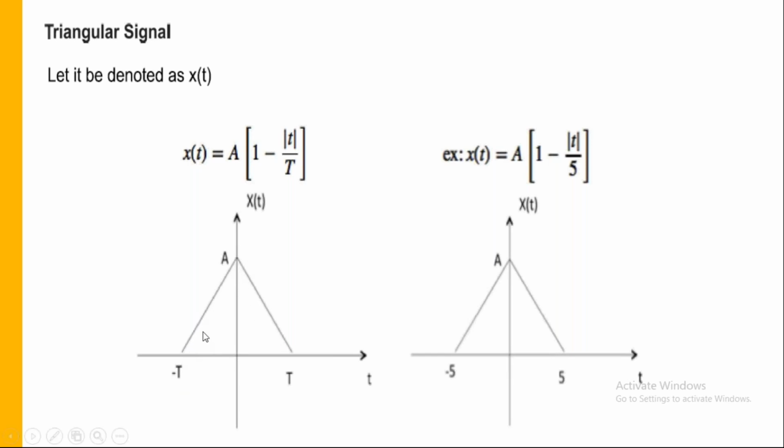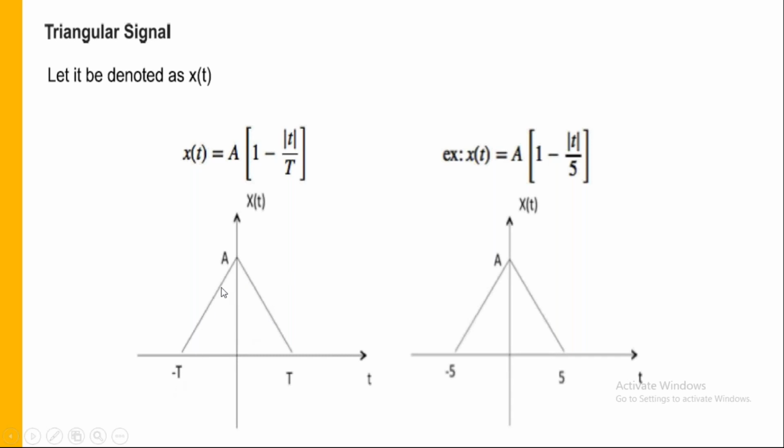Now you may ask how you will get this. This portion you're going to get is because of a into 1 plus t by T. And this portion you're going to get because of a into 1 minus small t by capital T. So please try to analyze whether this equation is satisfying that or not. Now you may have a doubt whether this equation is satisfying that or not.